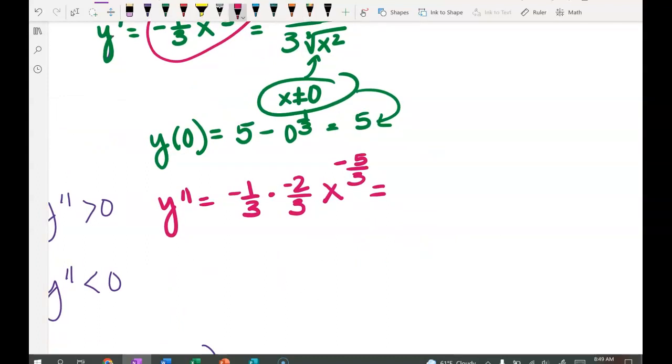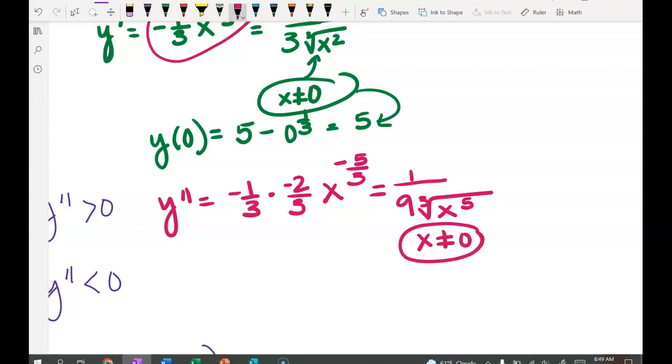So it's going to be a positive 1/9, and it's going to be a cube root of 3 with an x variable to the 5th power. As you can see, we can't really solve for x if we set it equal to 0. So there's only one value that x cannot be. X can never ever be 0 again because it's in the denominator.